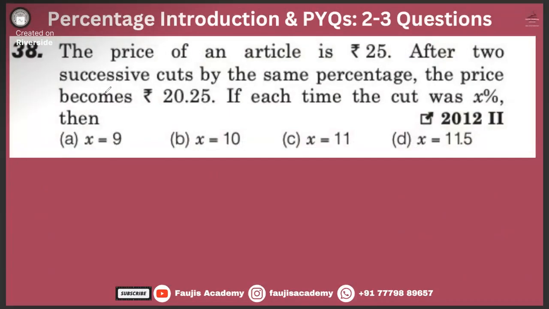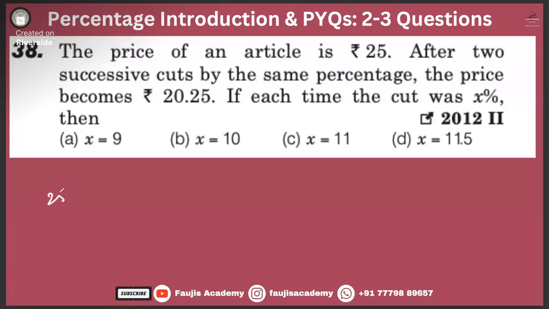Price of an article is 25. After two successive cuts by the same percentage, the price becomes 20.25. If each time the cut was X percent, then X is equal to how much? Then X is equal to how much, guys?